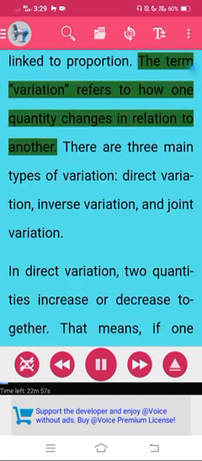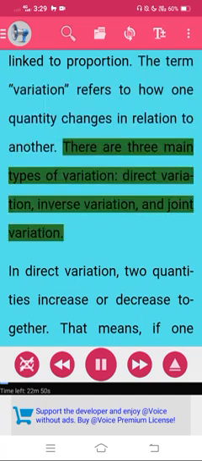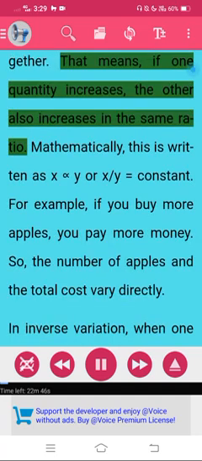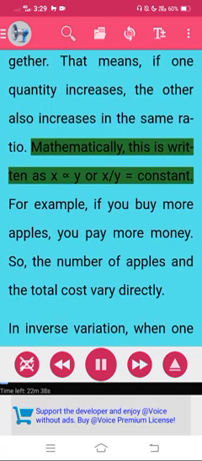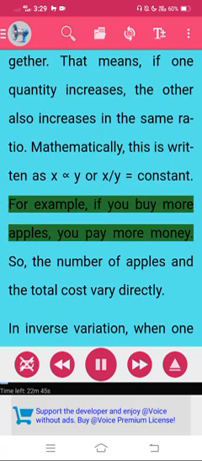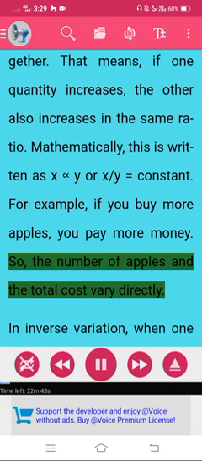Types of variation are closely linked to proportion. The term variation refers to how one quantity changes in relation to another. There are three main types of variation: direct variation, inverse variation, and joint variation. In direct variation, two quantities increase or decrease together. That means, if one quantity increases, the other also increases in the same ratio. Mathematically, this is written as x proportional to y, where x/y equals a constant. For example, if you buy more apples, you pay more money. So, the number of apples and the total cost vary directly.